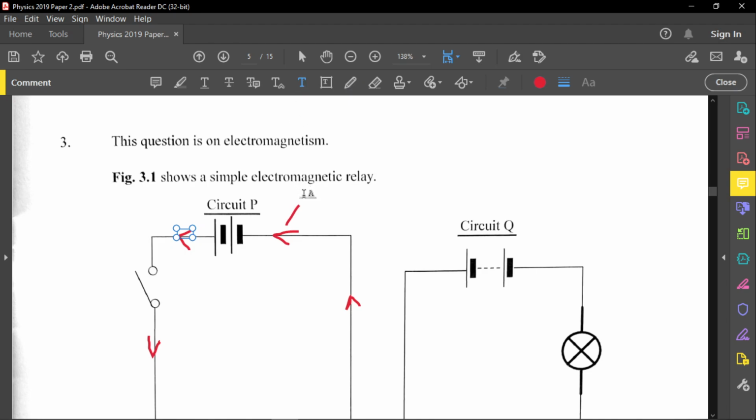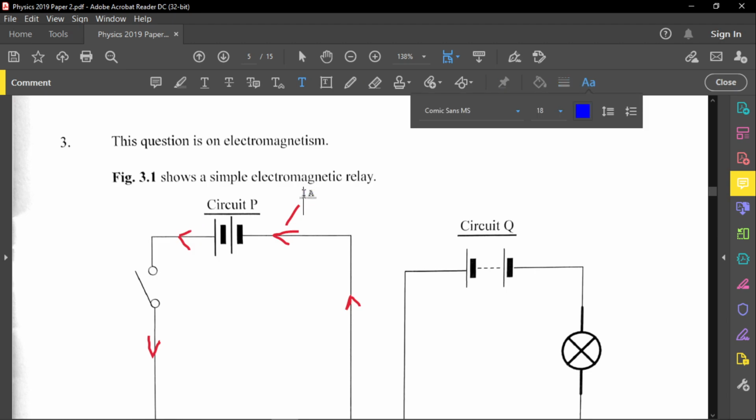Let me just write our conventional current right here. All right, so that will be it. So I'll label that piece here. So conventional current would be that.